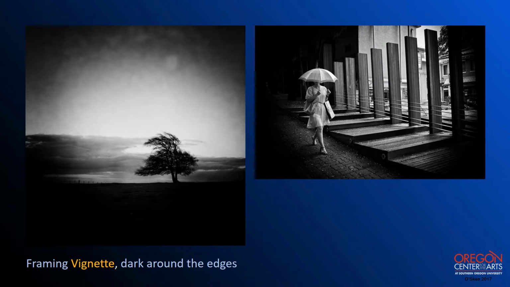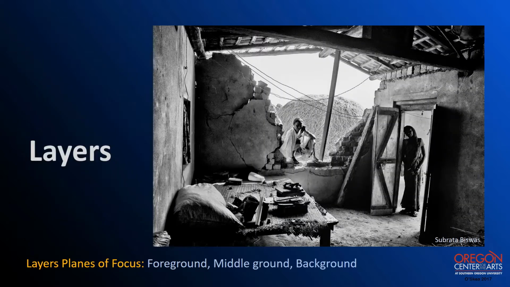You can also see that in cinematography, if the camera is looking through something. So our hero is looking through binoculars, and we see the binoculars around the edges of the scene, so it looks like we're looking through the binoculars at that moment in the film. That's also called vignette in cinematography. Now layers is a really big one.